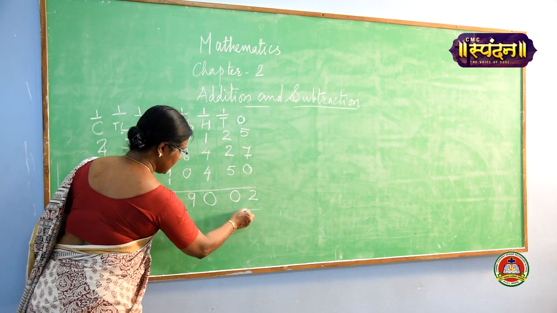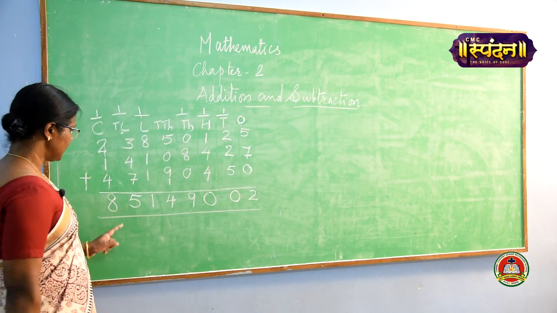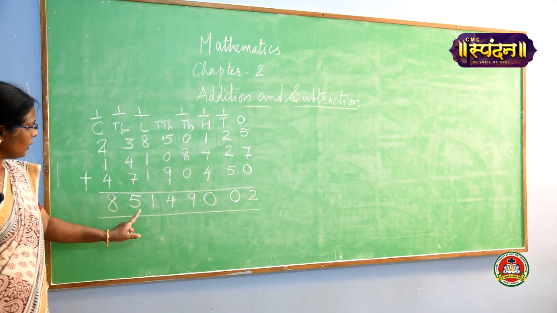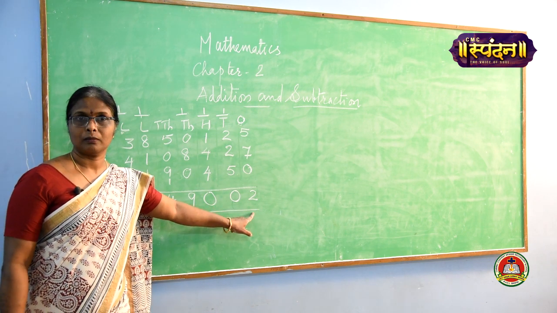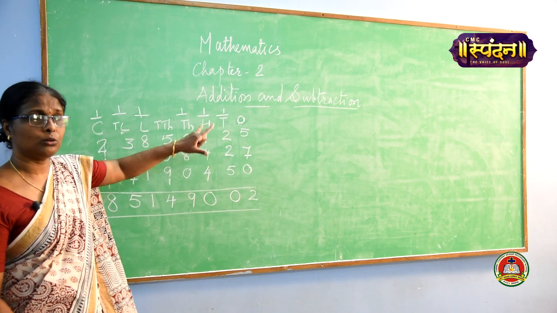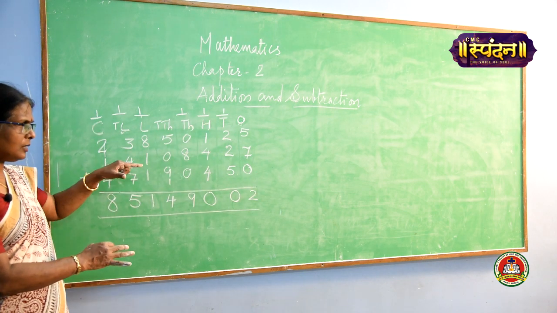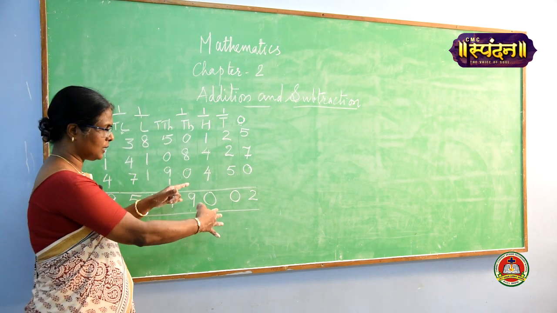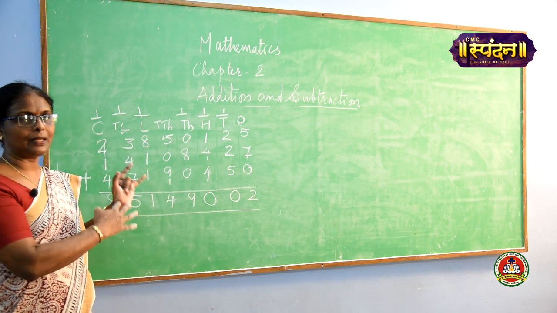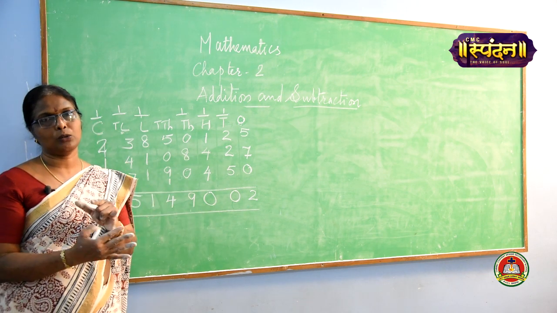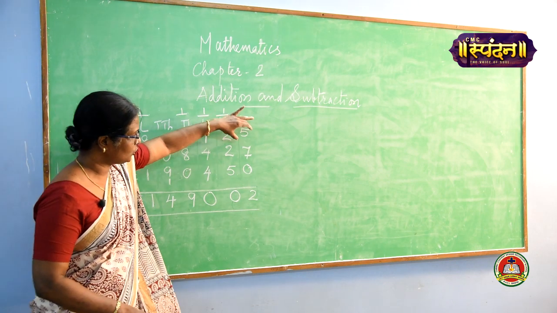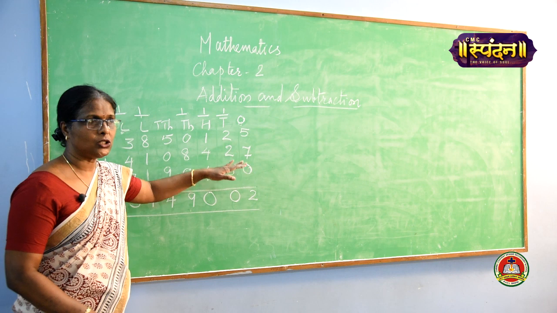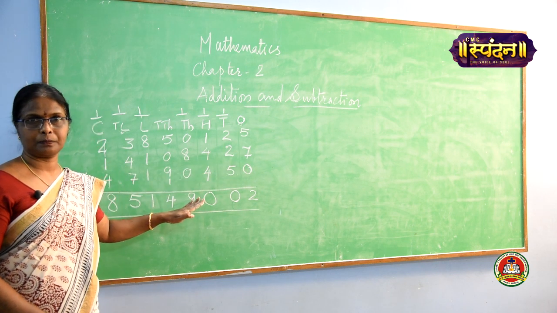So we get the answer this way, that is 8 crores, 51 lakhs, 49,002. Hope you have understood how to write the numbers. Only thing is that you have to write it vertically. When you are writing it vertically, please be careful about the place values. The digits which are coming in the same place value should be written in one line. That makes your addition easier.